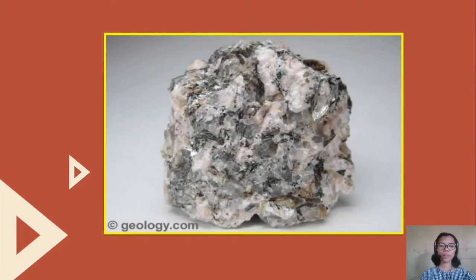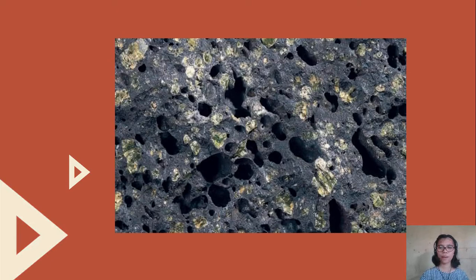So I have here some examples of igneous rocks. First, we have pegmatite, a light-colored, extremely coarse-grained, intrusive igneous rock. Most pegmatites are composed of quartz, feldspar, and mica. Next, we have basalt, a vesicular or fine-grained, dark-colored, extrusive igneous rock composed mainly of plagioclase and pyroxene.